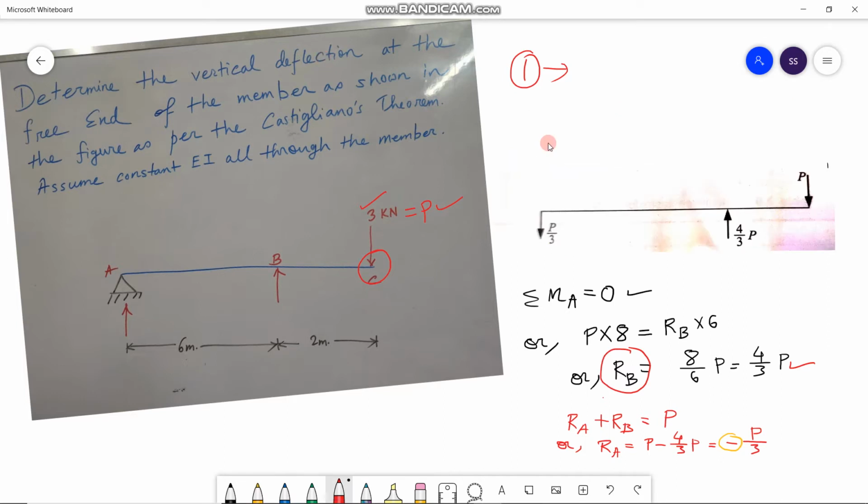So from the calculation we have done here, we get reaction force P by 3, which is acting at point A in the downward direction, and the reaction force acting at point B as 4 by 3 P, which is acting in the upward direction with respect to the concentrated force P working at point C.